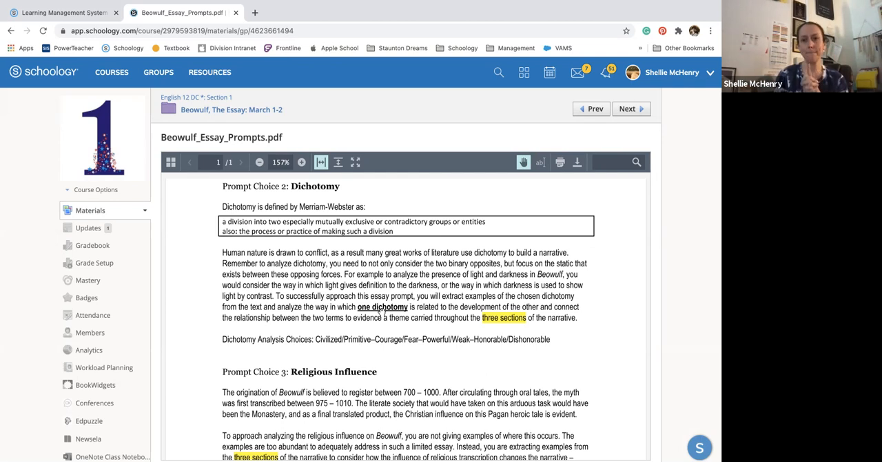And again, the biggest issue I saw with the dichotomy essay that I didn't expect was folks were arguing it exists. So I'm going to go ahead and tell you, these all exist. That's why these are options. So you do not need to write an essay that says Grendel is primitive and Beowulf is civilized. Okay, we know this, but what is the message evoked to the audience from this?